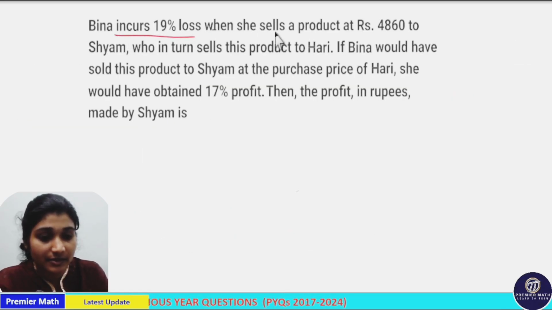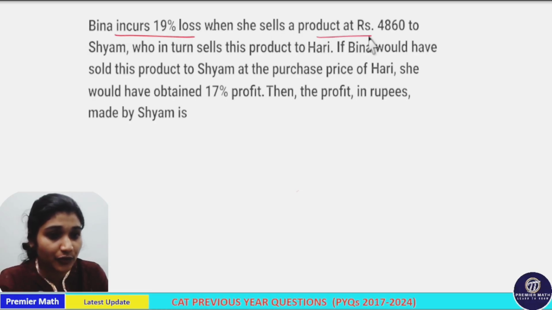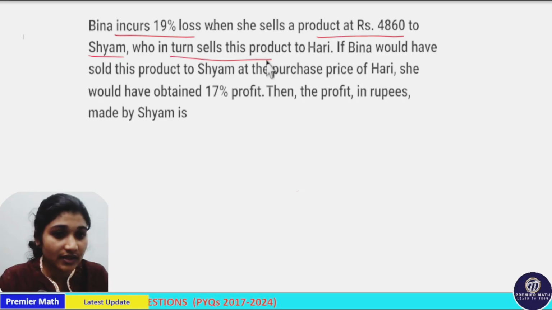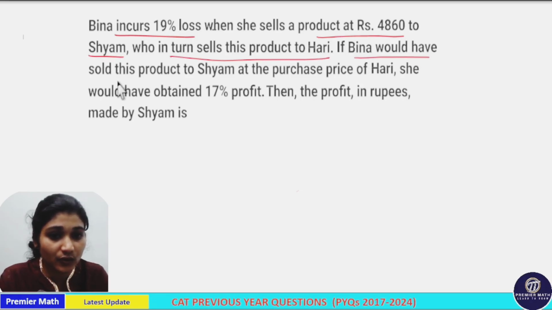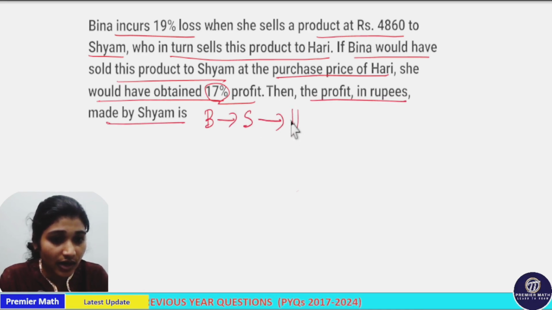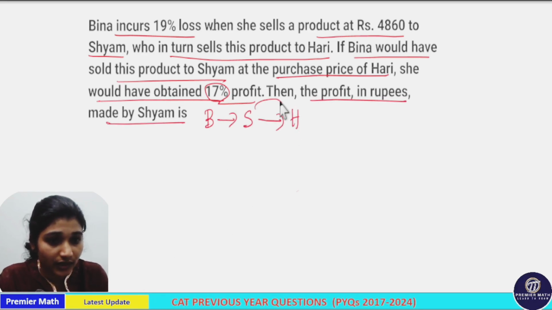Bina incurs a 19% loss when she sells a product of rupees 4,860 to Shyam, who in turn sells this product to Hari. If Bina would have sold this product to Shyam at the purchase price of Hari, she would have obtained a 17% profit. Then the profit in rupees made by Shyam is? Here, Bina sold it to Shyam. Then Shyam sold it to Hari. Now we have to find the profit in the second process.